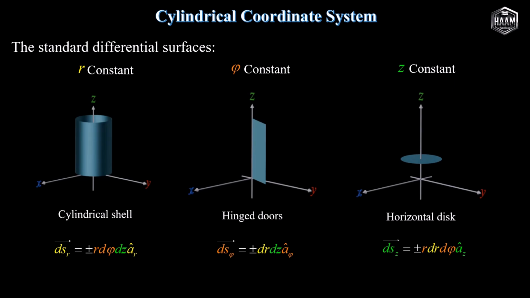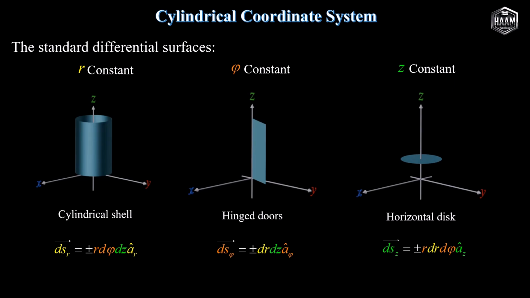So we have now defined three standard surfaces. The constant r surface, representing a cylindrical shell around the z-axis with its differential surface element as given, the constant phi surface, hinged as it were along the z-axis, and finally the constant z surface, or the disks lying on or parallel to the xy plane, which we call horizontal disks. The dS for each of these has been written beneath the corresponding surface.